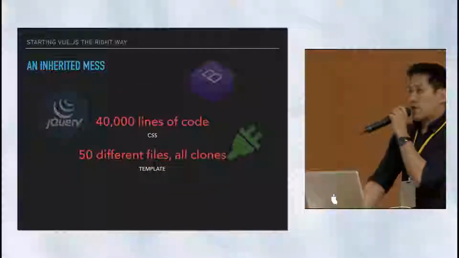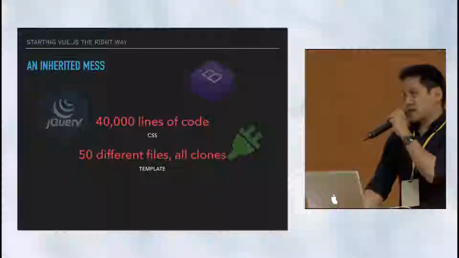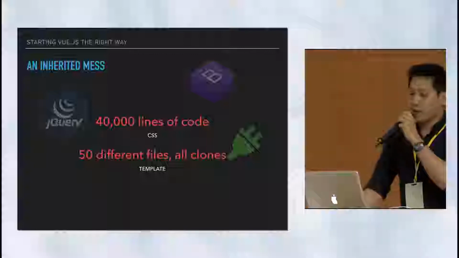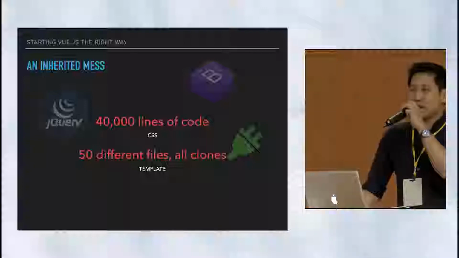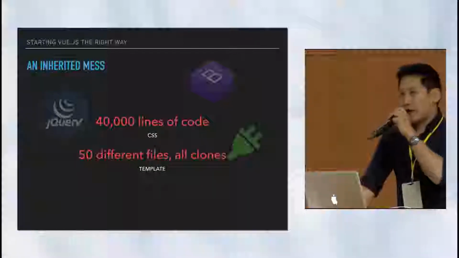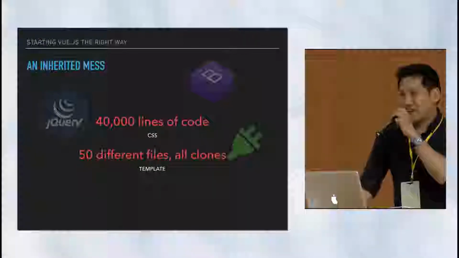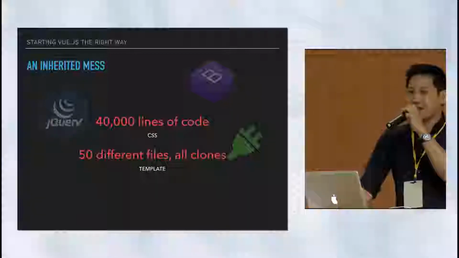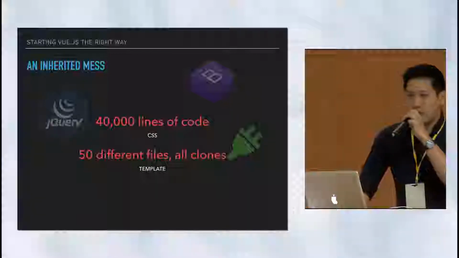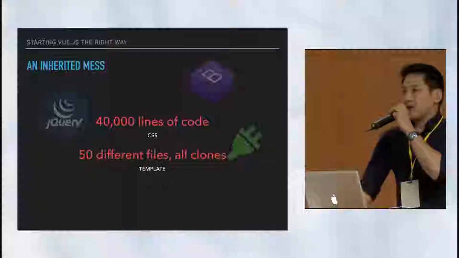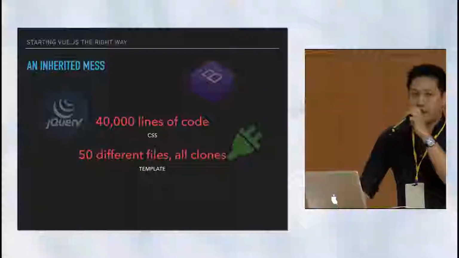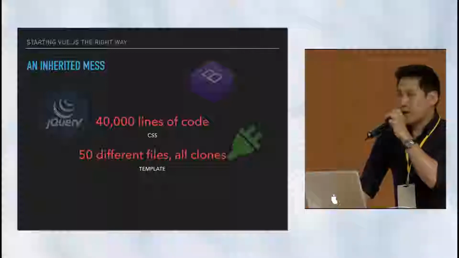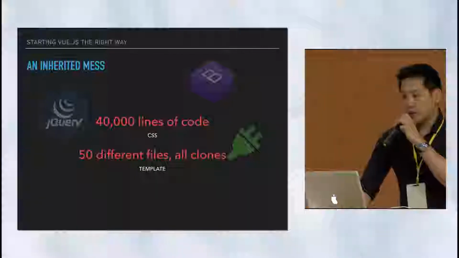In fact, we have 40,000 lines of CSS. Just CSS alone, we have 40,000 lines. And we have 50 different files. The fun part about it is that of the 50 different files, they're all the same, with minor differences. Imagine you as a developer, every time you want to make a change somewhere, you have to go through 50 different files and figure out what are the minor differences in them all.